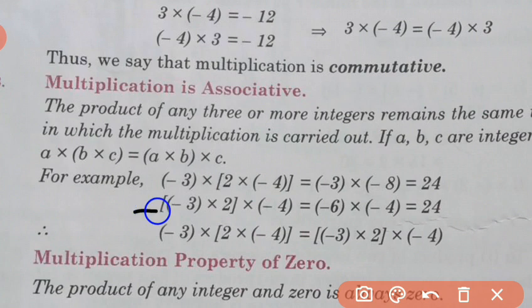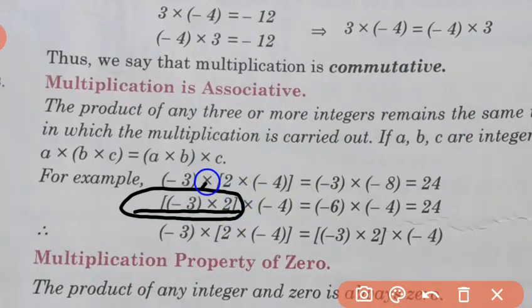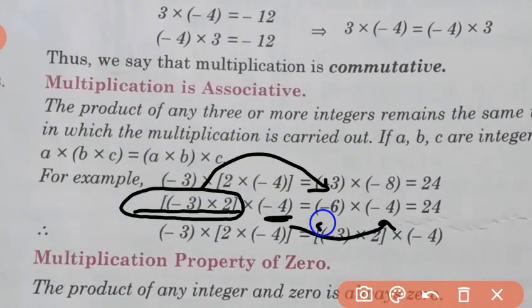Now we'll see bracket a into b into c, its right hand side part. So bracket minus 3 into 2. First we have to multiply these two numbers. After getting the answer we'll multiply by minus 4. So minus 3 2s are minus 6, and then we have to multiply by minus 4. So 6 4s are 24, and minus into minus is plus 24.